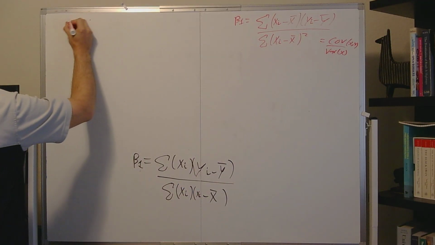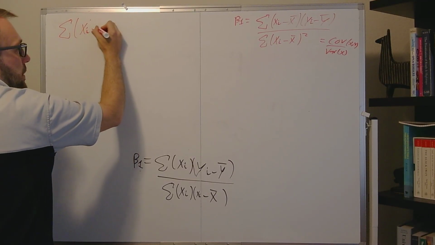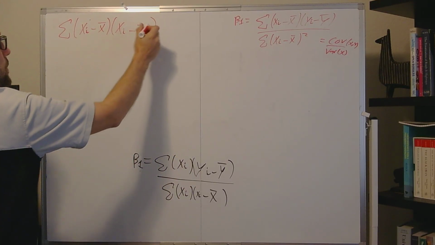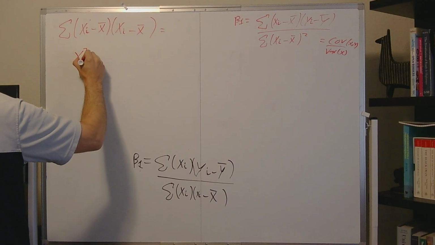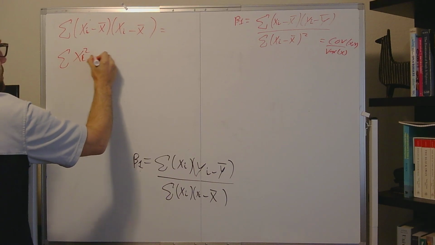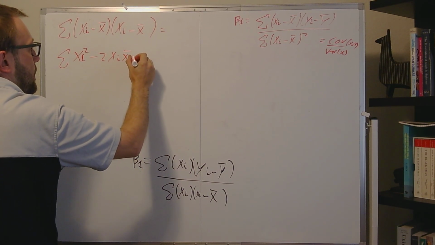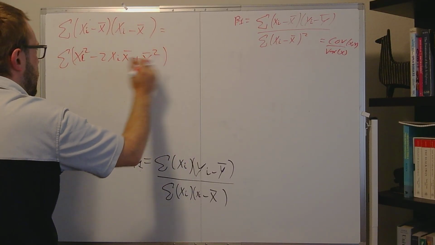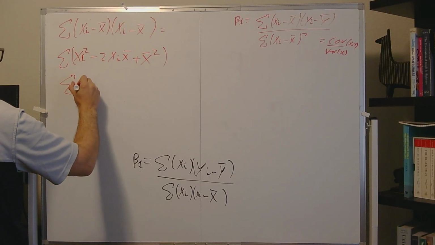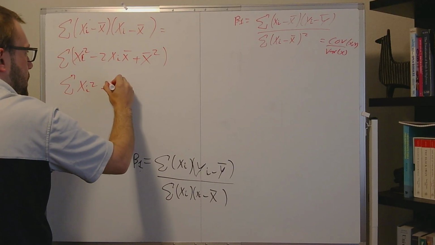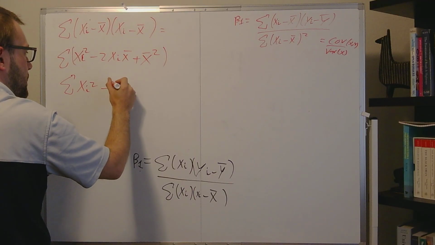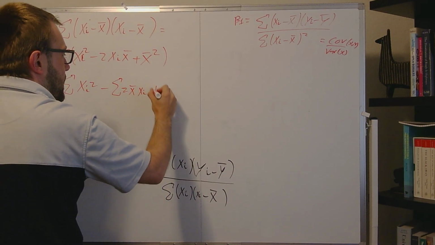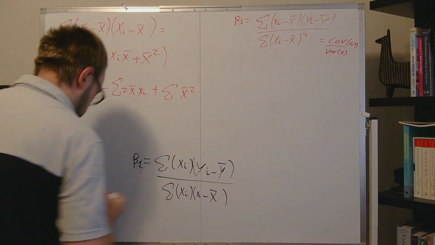I'm going to FOIL this first. So this is the same thing when you square it as just xi minus x bar times xi minus x bar. And so we FOIL, and then that's going to end up equaling xi squared minus 2xi x bar plus x bar squared. And so that's what we end up with here. Then we're going to want to distribute the sigma. So this will be sigma xi squared minus sigma 2 x bar xi plus sigma x bar squared.